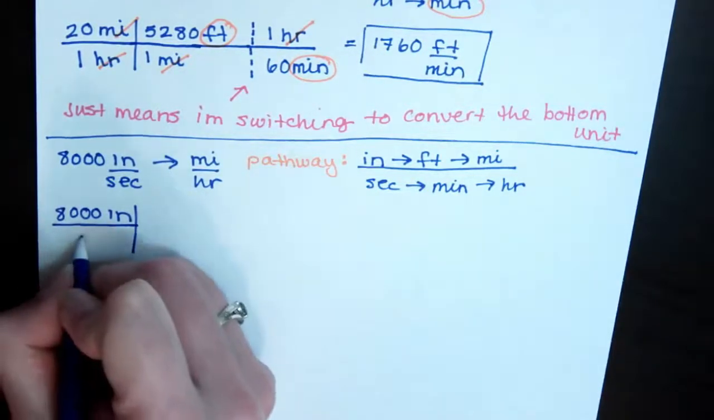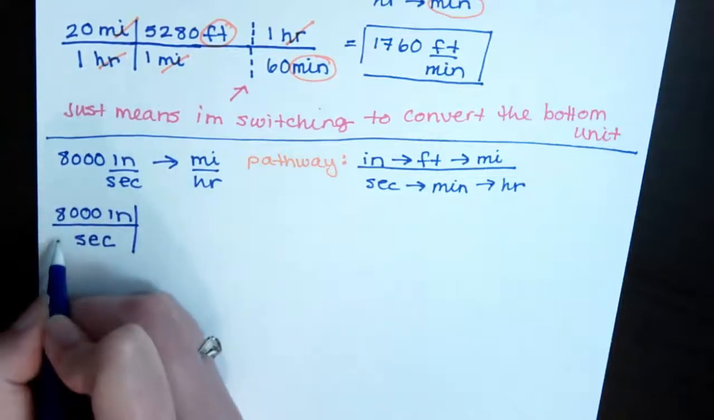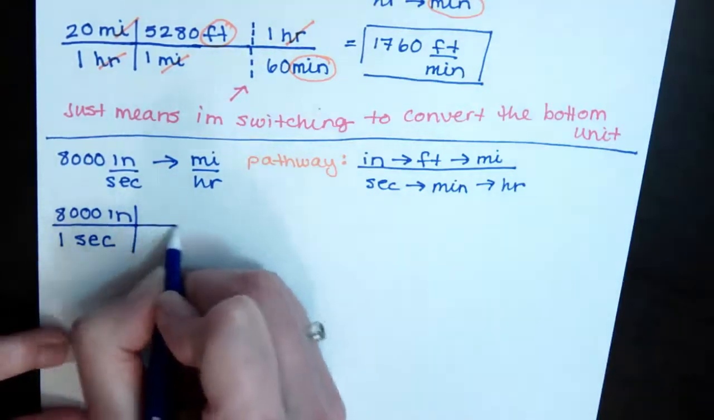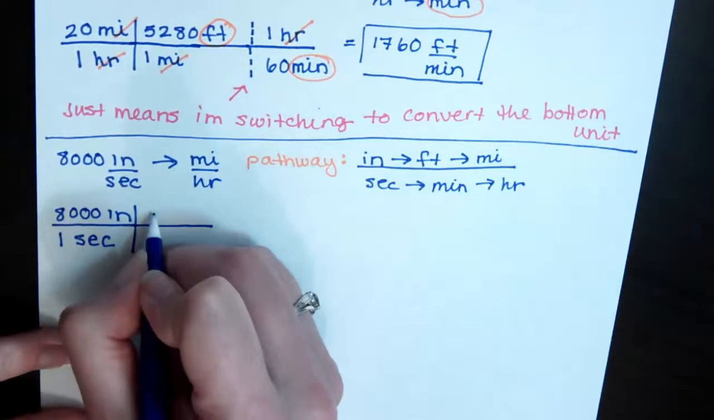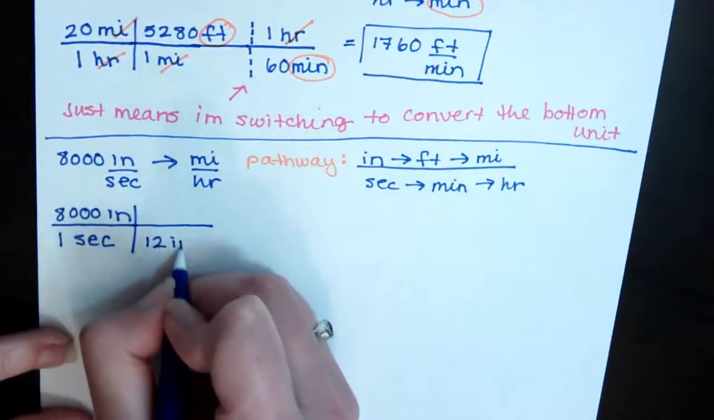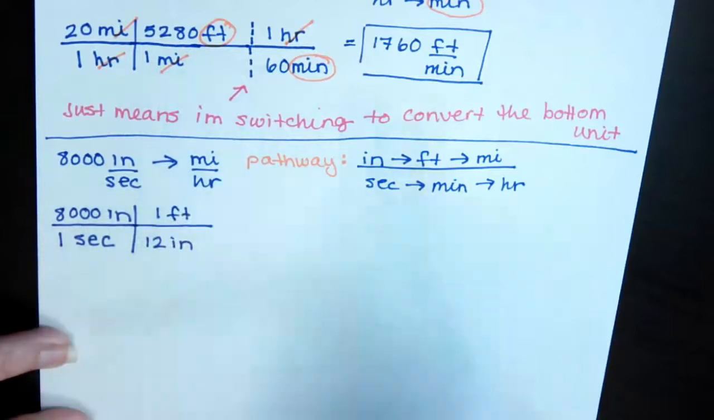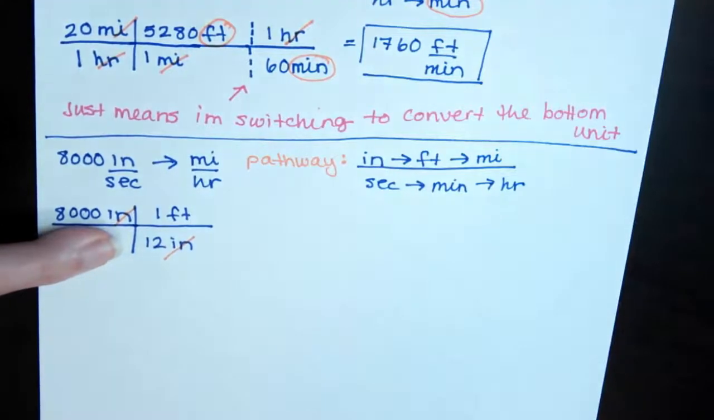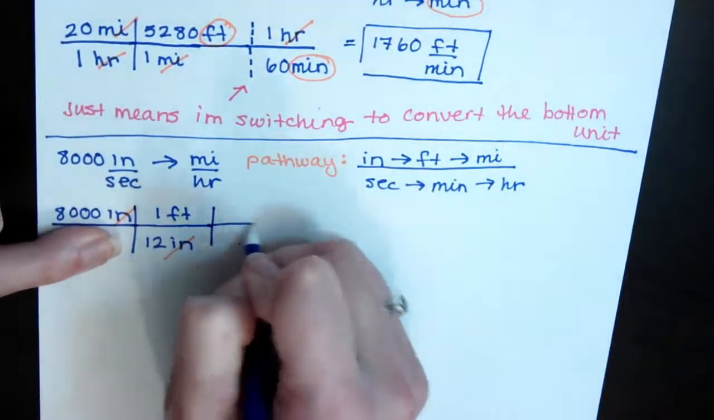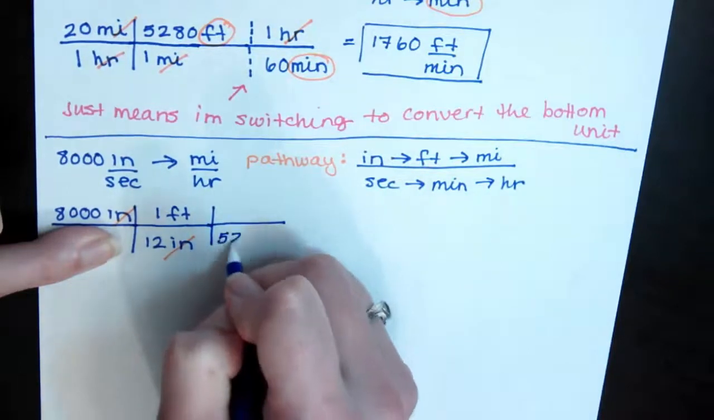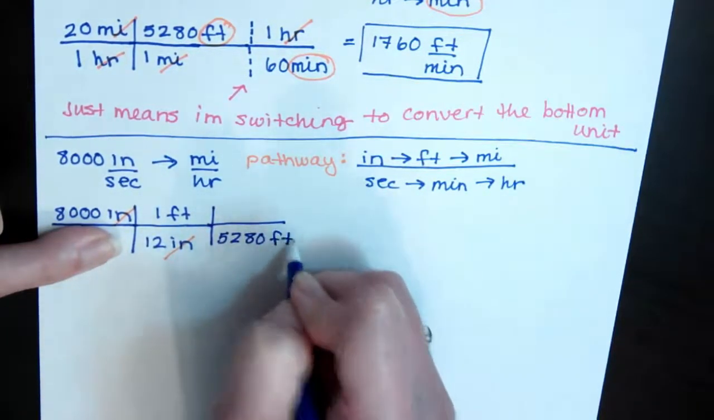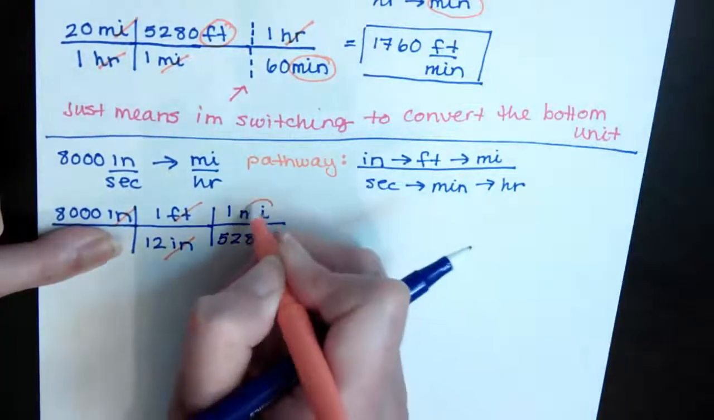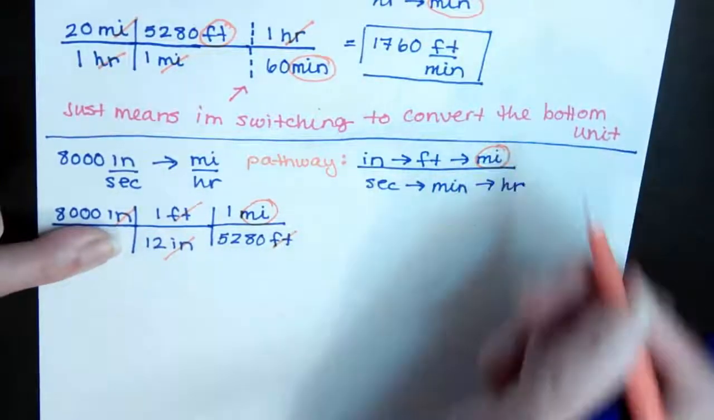This time my known value has seconds on the bottom. I'm going to put the 1 there just to make it a little easier for me to remember that it's still a number. Now I'm going to say that there are 12 inches in 1 foot. I'm not even worrying about the seconds, just cover it up and do the top part. There's 5,280 feet in 1 mile. My feet cancels. The top is left with miles, which is what I want.